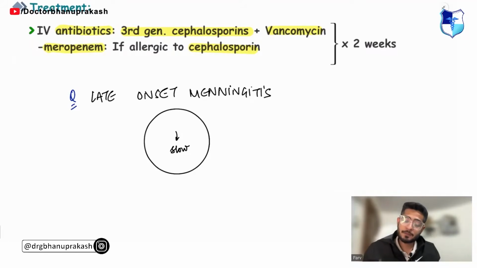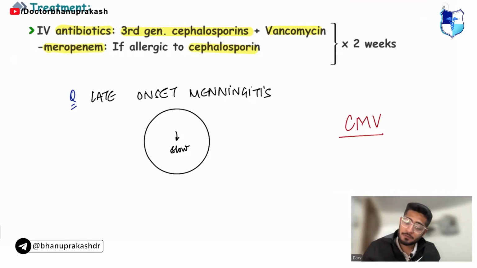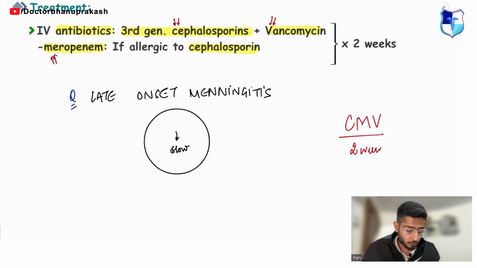Okay, so this is something which you have to remember. Remember a mnemonic, that is CMV. C for cephalosporin, M for meropenem, V for vancomycin. That is given for how much time? That is given for 2 weeks.